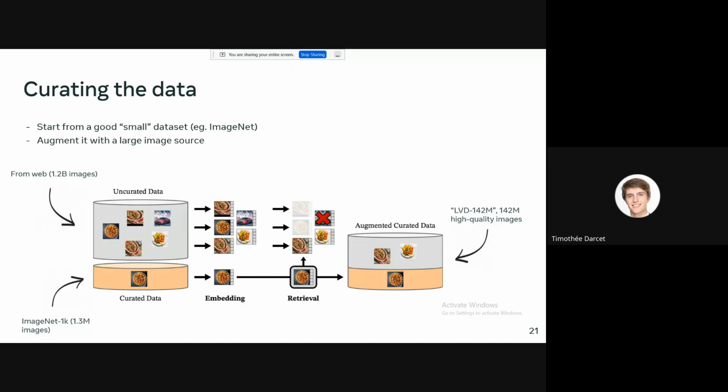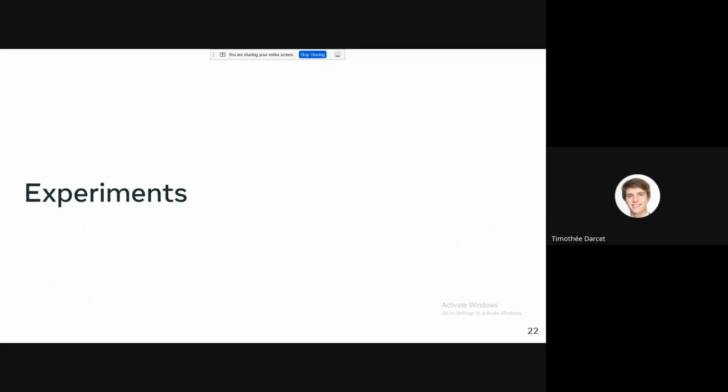It's 142 million images that have a pretty nice distribution. In this example, we're showing that if we are looking for pictures of food, we get more pictures of food. You forget about pictures of cars, for example. 142 million high-quality images, and that's super nice. This is the way we did curation in DINOv2.